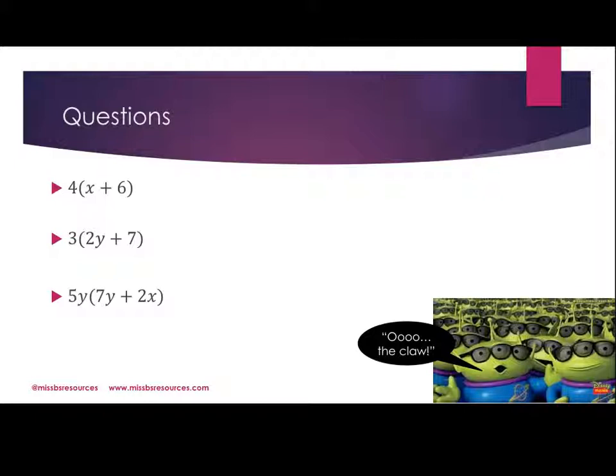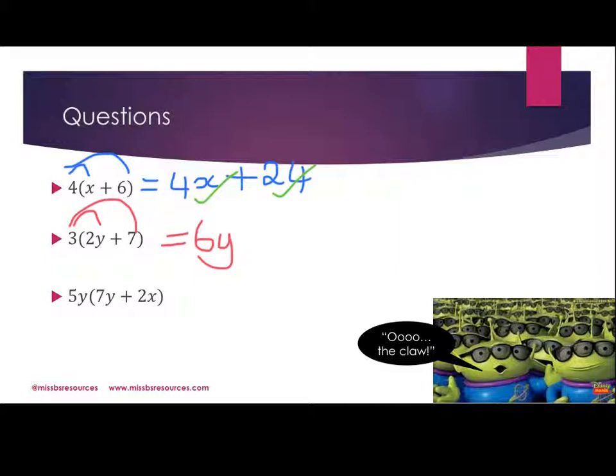Alright, the answers. Looking at the first question, we've got 4 times x and then 4 times 6. So 4 times x equals 4x, and 4 times 6 equals 24. Done. 2 marks again are coming from there and there. Next one, we've got 3 times 2y, which 3 times 2 is 6, so you've got 6y. And then we're going to do 3 times positive 7. 3 times 7 is 21. Again, your marks coming from the first term, the second term being correct.